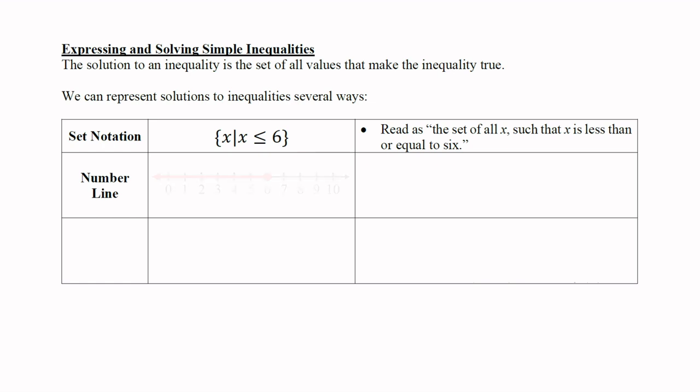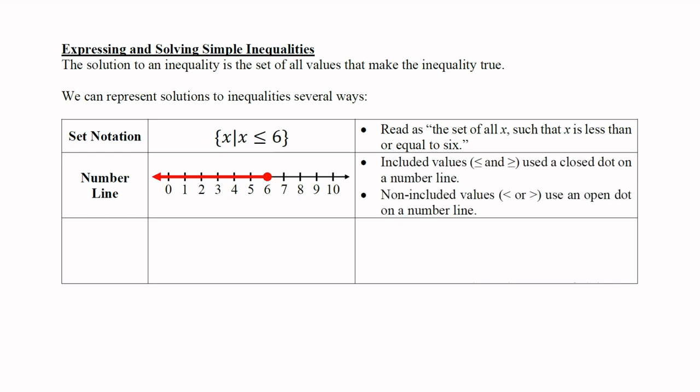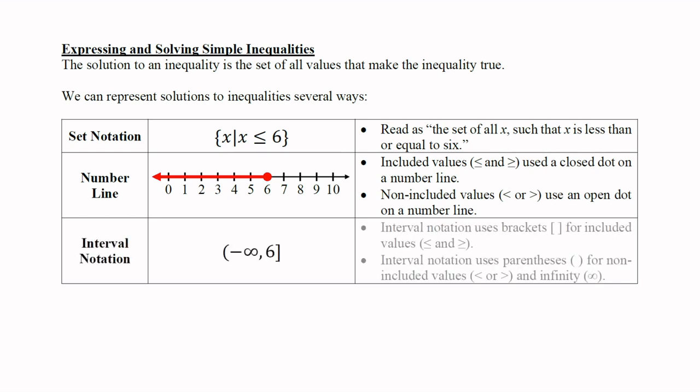We can use a number line where we use either an open or closed dot and shade either to the left or right. Included values use a closed dot on the number line. Non-included values use an open dot on the number line. And in interval notation, we can express this using brackets for included values and parentheses for non-included values and infinity.